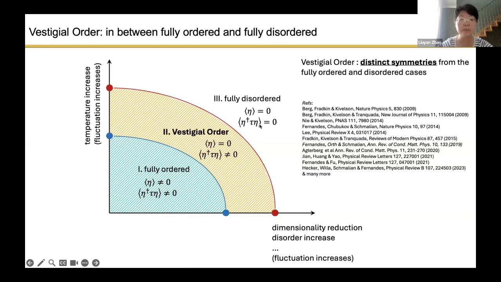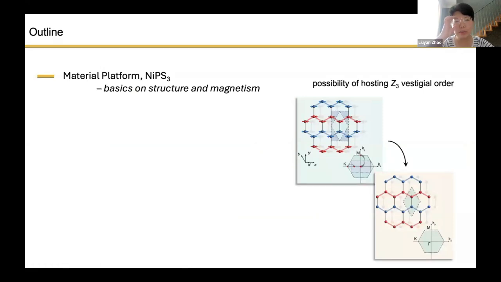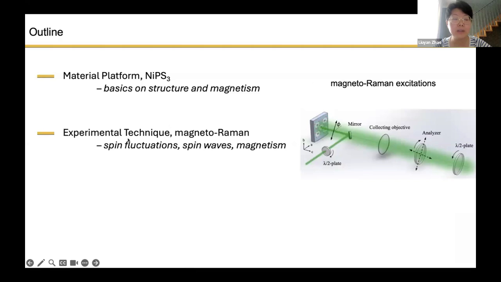Okay. So the material platform that we use to explore this physics is nickel phosphorus trisulfide. We are going to give some basics about its structure and magnetism that were known from the literature, and we are going to argue that the known knowledge actually supports the possibility for such a system to host this vestigial state. Following that, we are going to briefly talk about our experimental technique, which is magneto-Raman spectroscopy.